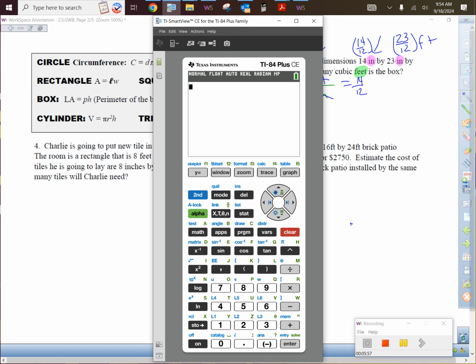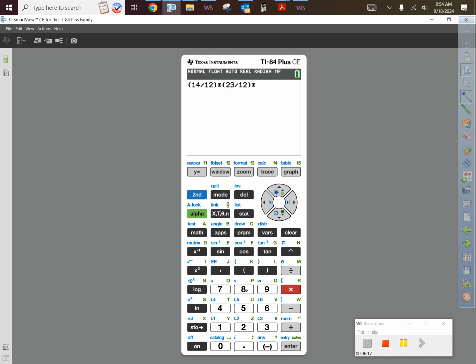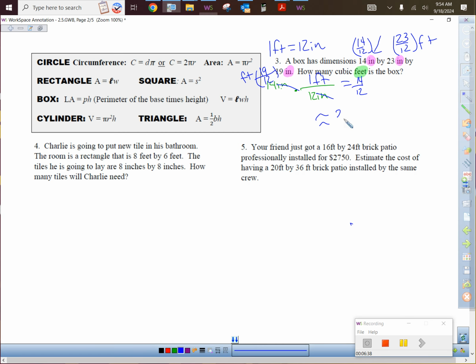To find the volume, I take the length times the width times the height. So I'm going to do 14 divided by 12 in parentheses times 23 divided by 12 in parentheses times whatever the other one was, 19 divided by 12 in parentheses. Hit equals on that, baby. How many cubic feet? Let's round that to 1 decimal place. Round it to the nearest tenth. Should that be 3.5 or 3.6? 3.5. So about 3.5. The label is feet cubed. They call it cubic feet. Sometimes they call it feet cubed.